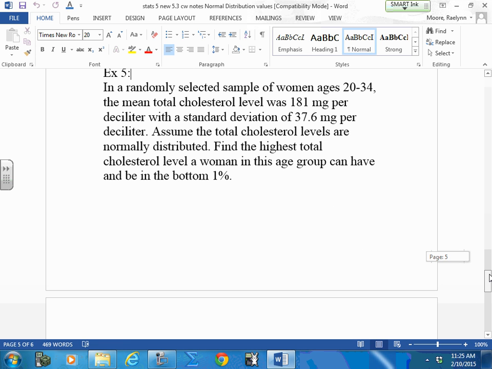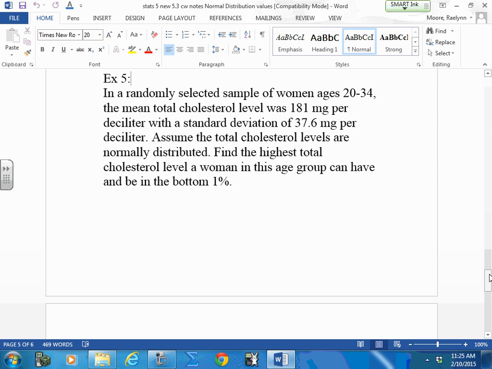Come on, focus here. Okay, this brings us back to where we were. In a randomly selected sample of women 20 to 34, the mean cholesterol level is 181 milligrams per deciliter, with a standard deviation of 37.6. You're going to assume they are normally distributed. You're going to find the highest cholesterol level that a woman in this age group can have, but be in the bottom 1% of her field.